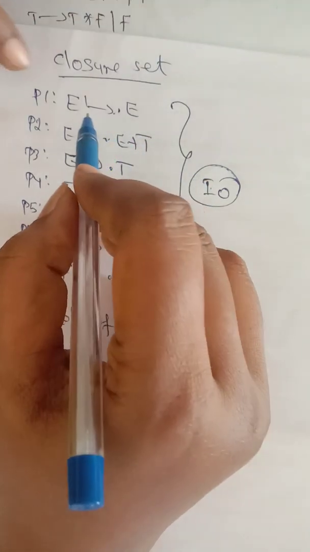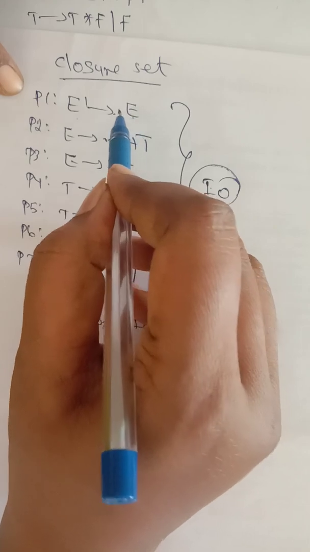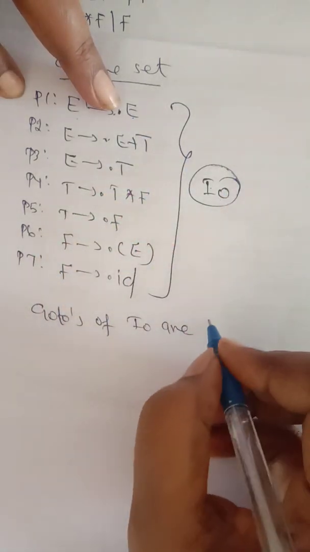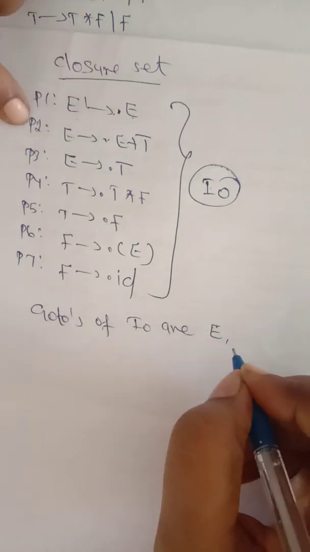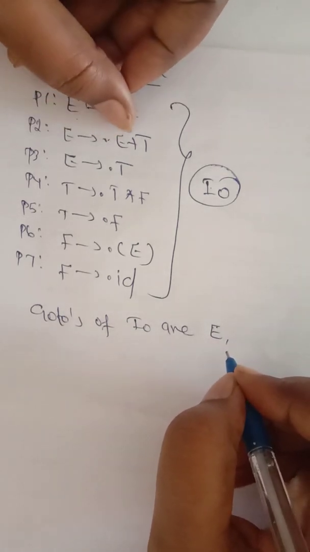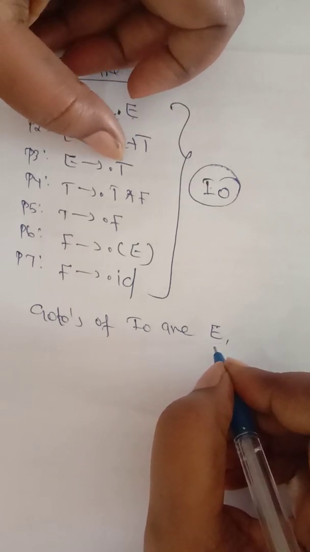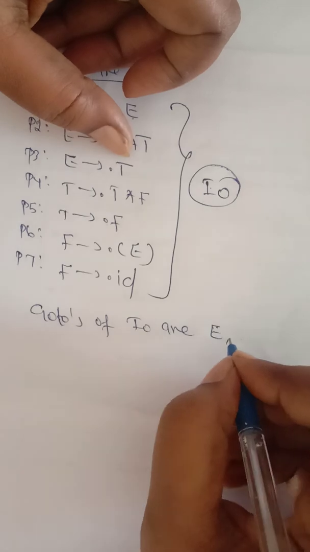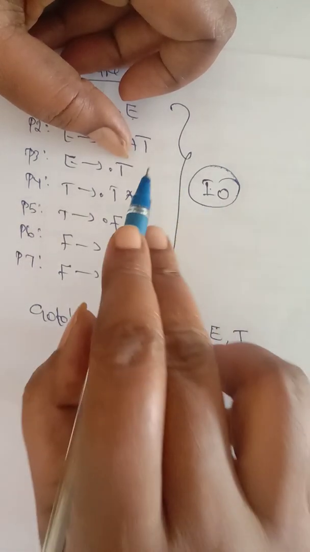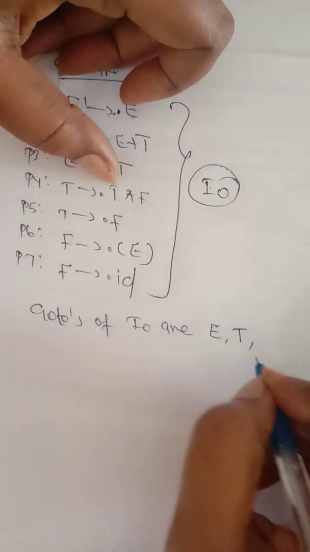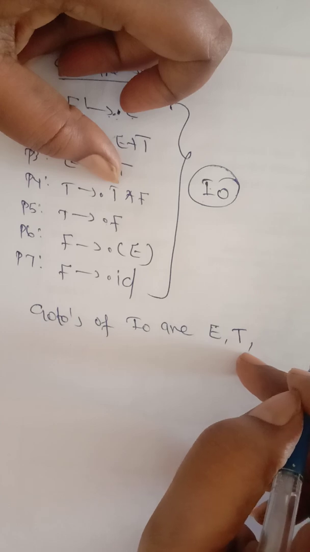So here in P1, immediately after the dot we are having E. So go-to of I naught is E. Then come to the second one. In the second one after the dot we are having E. We already noted it here, so just ignore it. Then in the third production we are having T. T is not noted, so note it down: go-to of I naught is T. Next come to the fourth one. In the fourth one we are having T. T is already noted, so just ignore it.